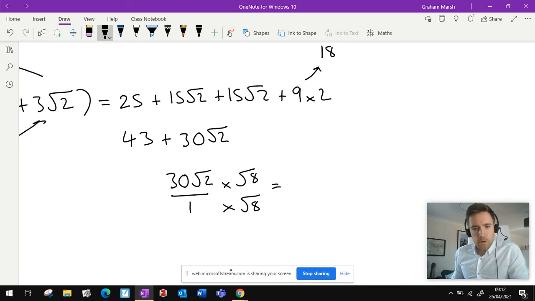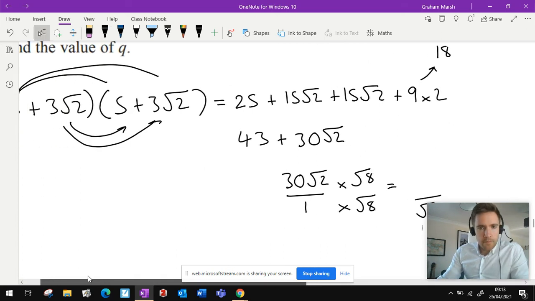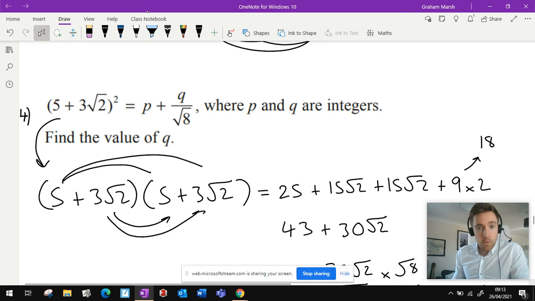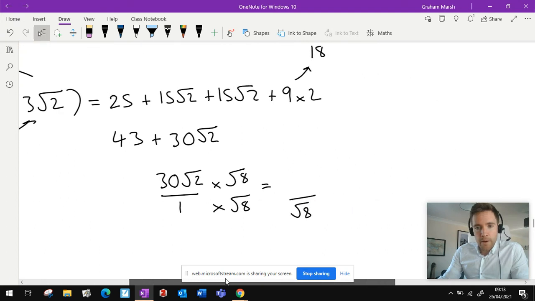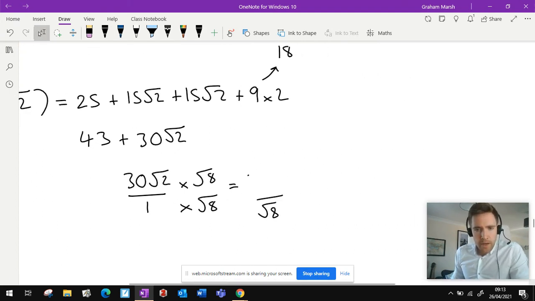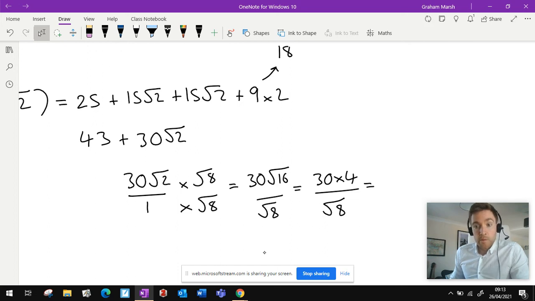Okay, so if we do this, we're going to get on the bottom root 8, which is what we want. If you look at the expression we're aiming for, it's something with root 8 on the bottom. So we've now got that. And what about the top? Well, the 30 will be unaffected, but we're going to multiply the 2 and the 8 together. So that's going to give us root 16. And then we can actually work out the root 16 because that's 4. So it's going to be 30 times 4 over root 8. And that means it's going to be 120 over root 8.